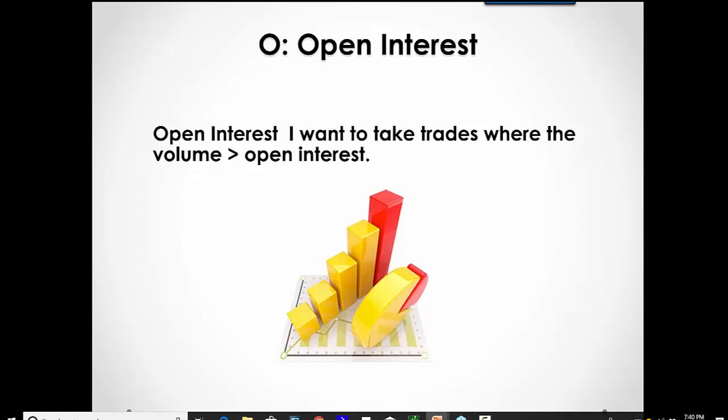Okay. So let's look at the first thing. Option volume. Is the volume greater than open interest? I'm only looking at trades where volume is greater than open interest. And if I was in my Thinkorswim account, I can show you where this is. It might take a minute here. Okay. So volume is how many options traded today. Open interest is how many options there were before today. So I always want to make sure that the volume is greater than open interest.